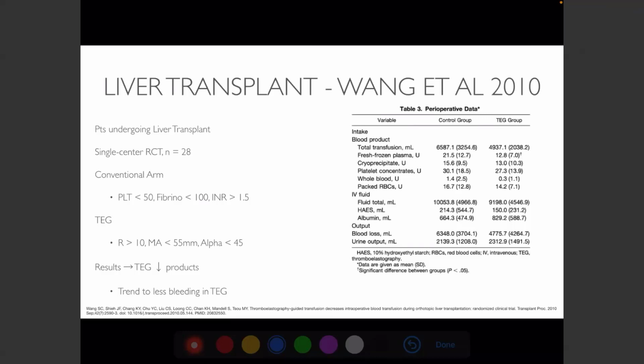There's a conventional arm where your transfusion criteria were platelets under 50, fibrinogen less than 100, or INR greater than 1.5, and then you'd have the TEG values, where you would get products based on those. And the results were your TEG arm used much less products, which you'd expect. But there was also a trend to less bleeding in TEG, which speaks to the fact that you should be giving the right products in the right amount, because it's a delicate balance with coagulation. If you're giving too much of one thing, it's not necessarily going to mean it's a safer approach.